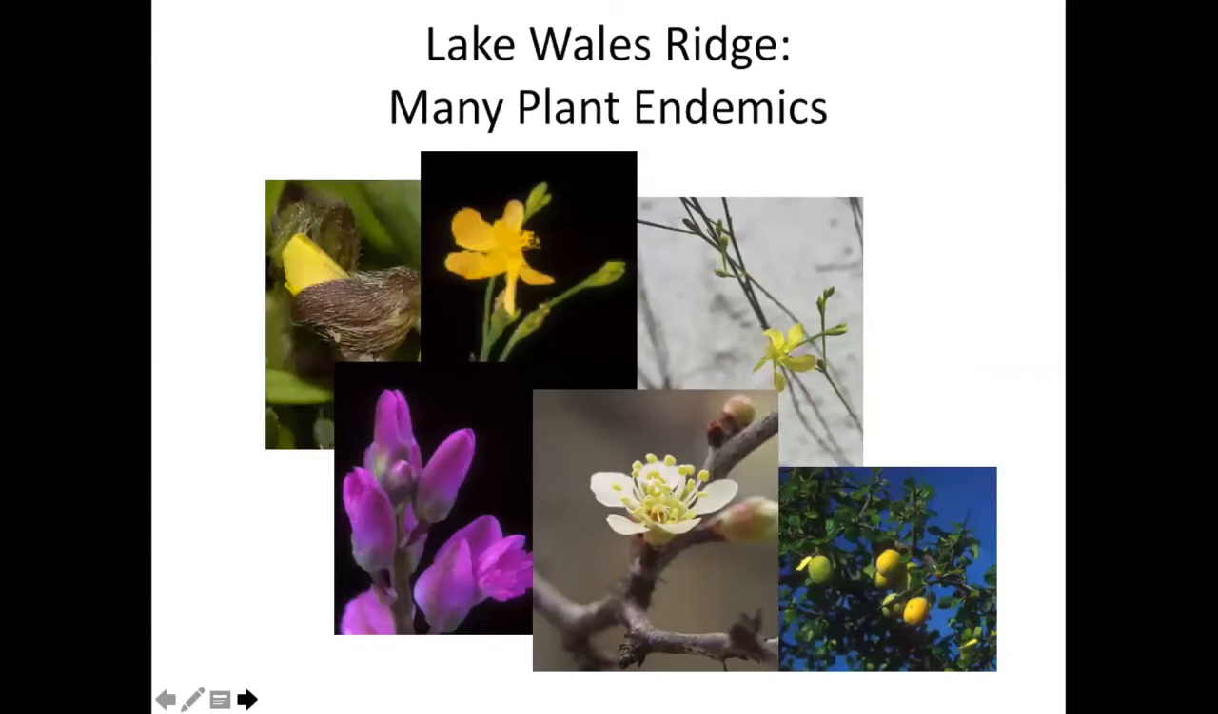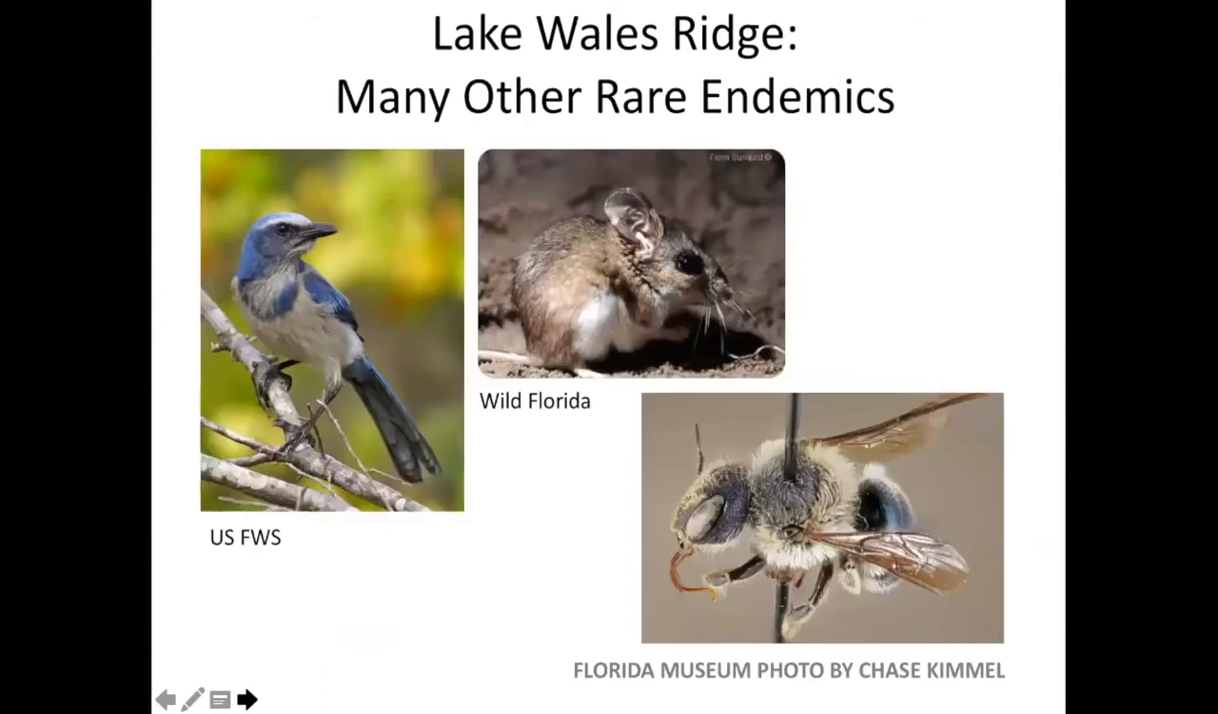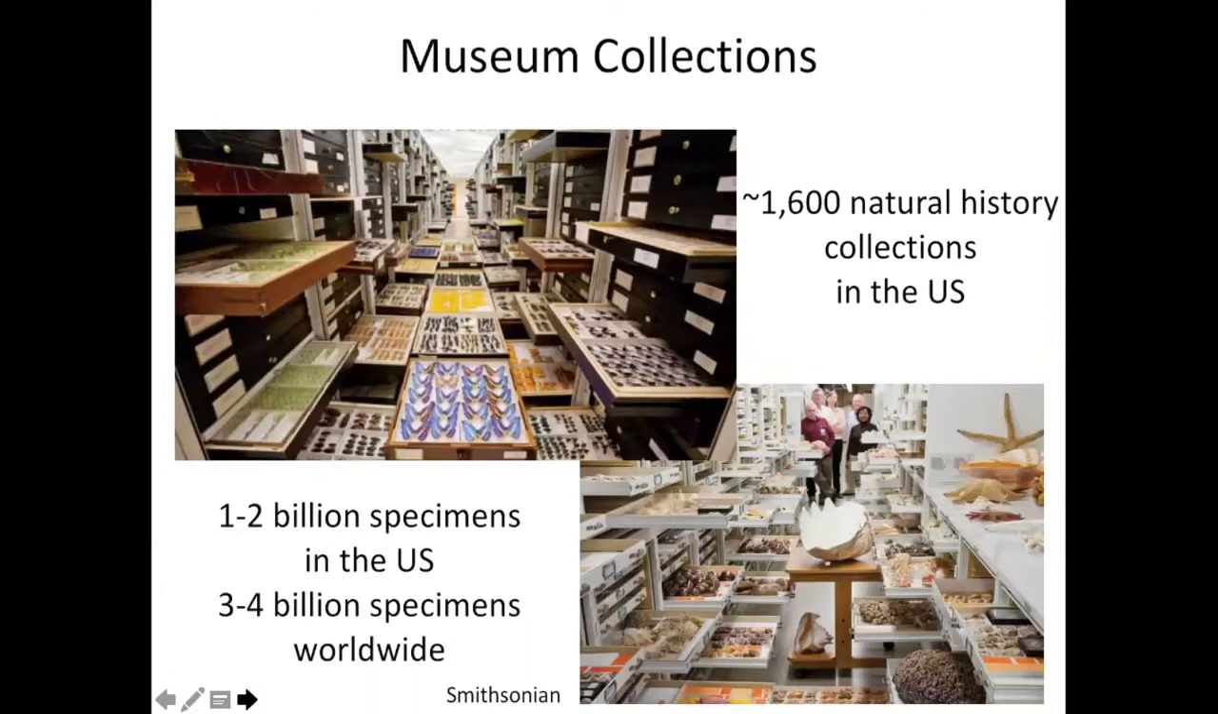There are many, many plant endemics, just a few of which are shown here, and many other rare endemics as well. Some classic species such as the Florida scrub jay, the Florida mouse, which is the only endemic mammal to Florida, and even this amazing iridescent bee, which is called the blue calamintha bee. All of those occur on the Lake Wales Ridge, and again, many others. So it turns out if we could understand something about the plants of a region and develop appropriate conservation strategies, it makes sense that we could conserve not only the plants, but also the animals and fungi and microbes that are also native to that region.